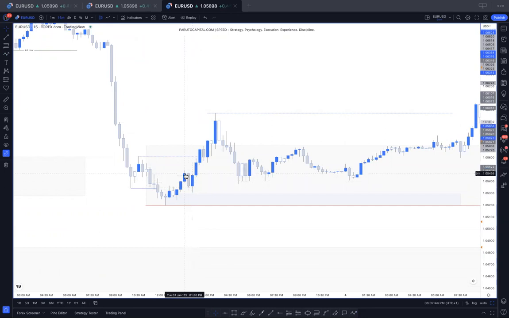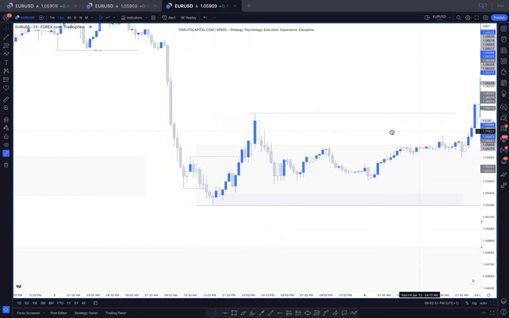You can see that. Because this is a pullback, you can see price came to that pullback zone and reacted to it and continued moving upwards.